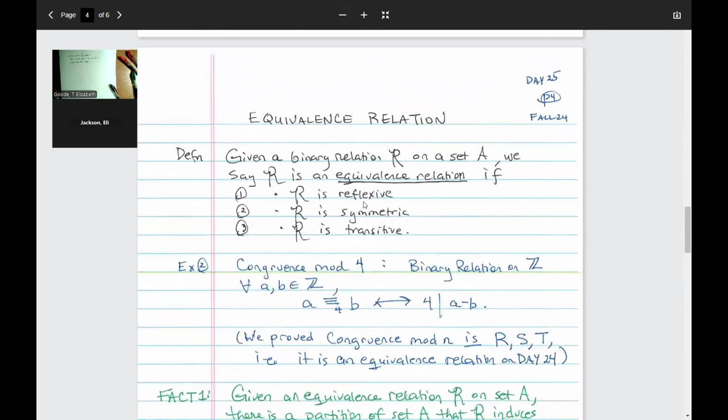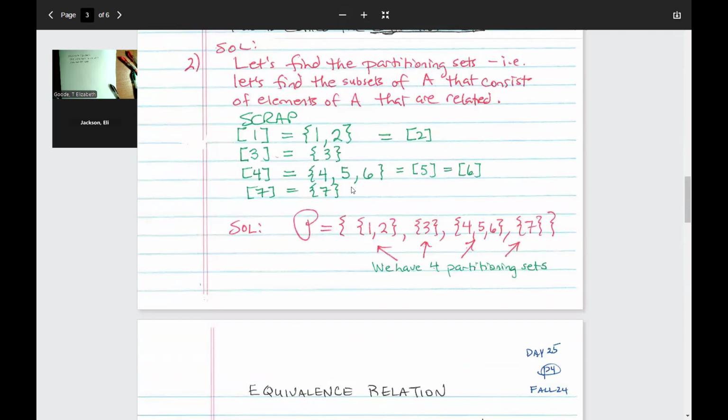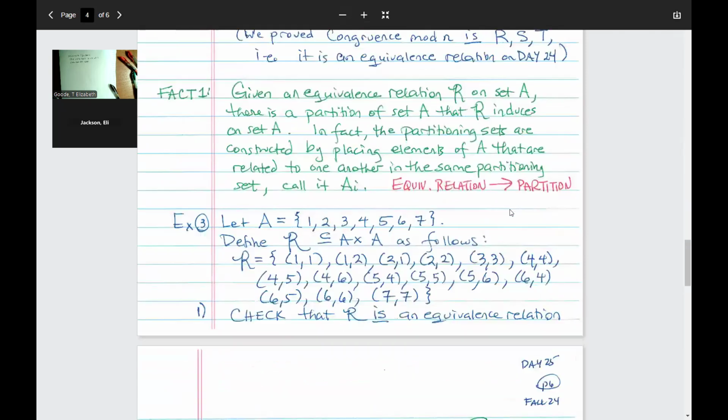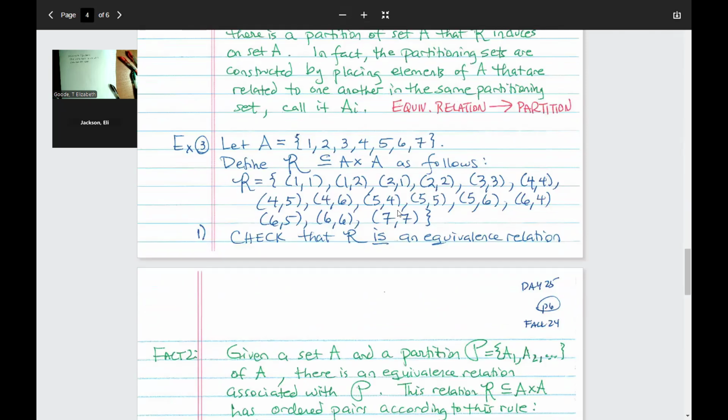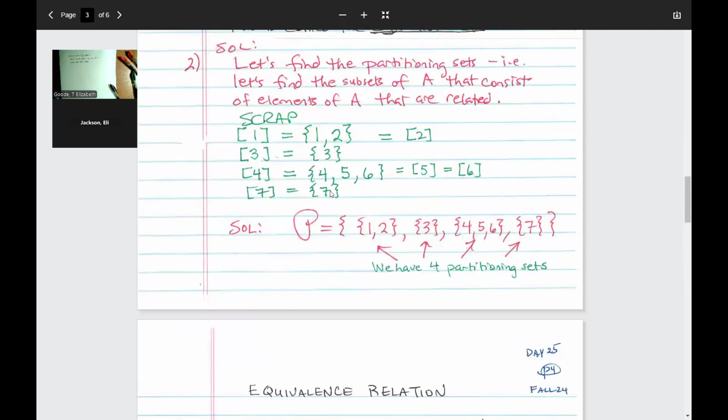So 6 and 5 and 4 are all together in one of these subsets. And you could name this subset the equivalence class of 4, or you could call it the equivalence class of 5, or you could call it the equivalence class of 6. They're all the same set. And 7's like 3. When you look at this equivalence relation, 7's only related to itself. It's not in any ordered pairs with any other element. So it sits by itself in an equivalence relation. So that's our partition. It's got the set with 1 and 2 in it. That's like our A1. And A2 would be the set that just has 3. The next partitioning set is the set with 4, 5, and 6 in it.